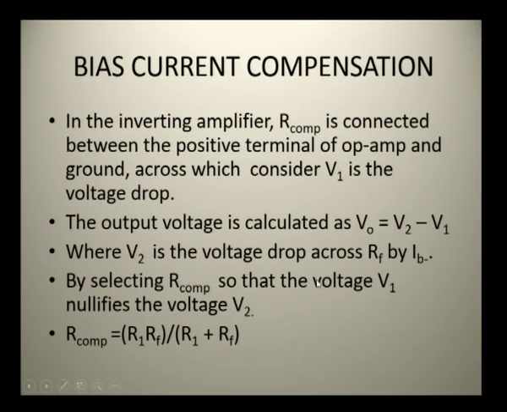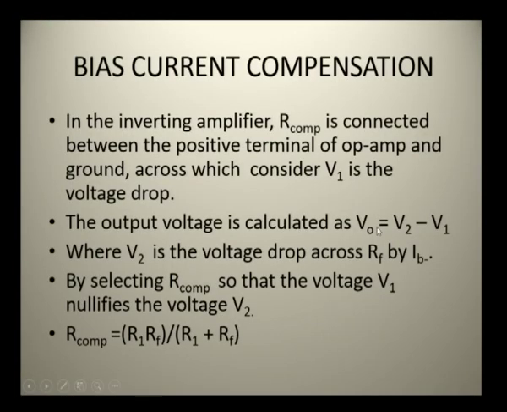How do we nullify this output? By connecting a resistance between the positive terminal and the ground, and this resistance is said to be R compensation. Across this R compensation resistance there will be some voltage drop, which is said to be V1, because of the bias current IB plus. This V1 is going to nullify this V2 so that the output voltage will be equal to 0.